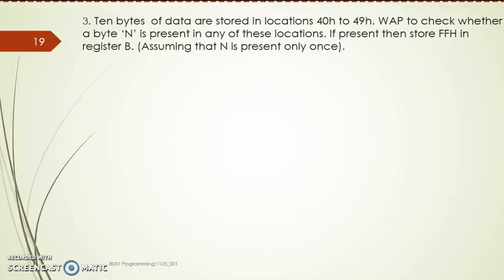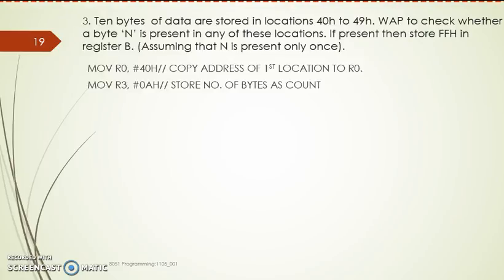10 bytes of data are stored in locations 40H to 49H. Write a program to check whether a byte n is present in any of these locations. If present, then store FFH in the register B, assuming that n is present only once. So we will store the starting address of the array or the memory locations in the register R0. So MOV R0, #40H. There are 10 data bytes, therefore we'll store the count in the register R3.